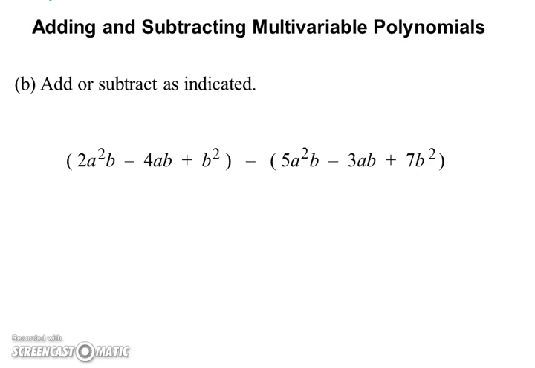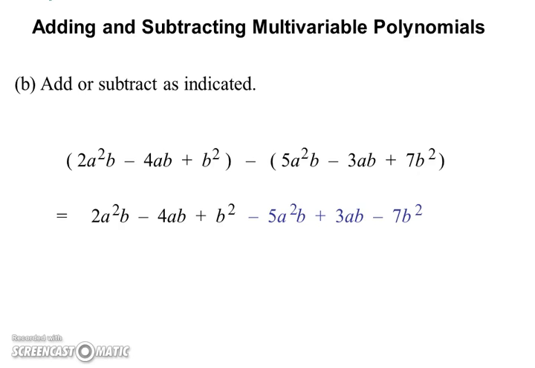Also, I noticed that the problem is no longer an addition problem. This one is a subtraction problem. So remember, with subtraction, first thing we do is we change it to an addition, and we have to change all the signs that are in the parentheses. So instead of 5a squared b, we have a -5a squared b. Instead of a -3ab, we now have a +3ab. And instead of a +7b squared, we now have a -7b squared.